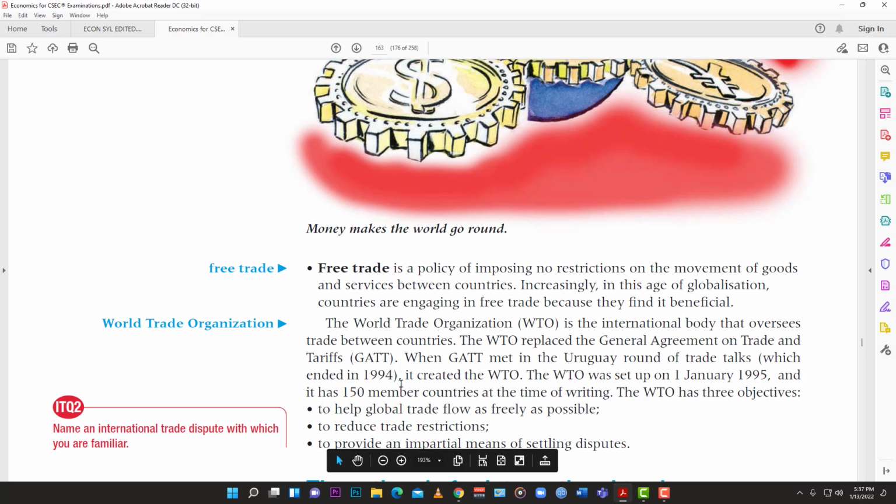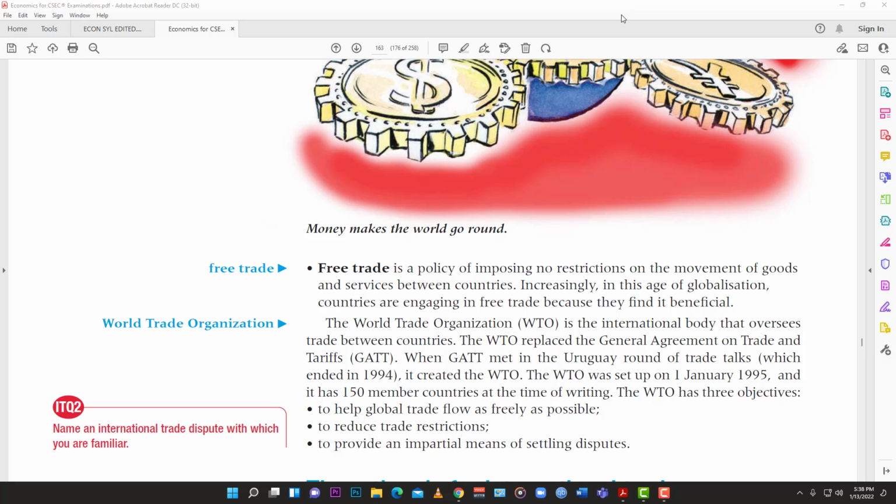And so they look over trade amongst all of these nations out there. And so they have certain objectives: to help the global trade flow as freely as possible, to reduce trade restrictions, to provide an impartial means of settling disputes. So if countries have disputes with each other, they can go to the WTO and try to settle these disputes.